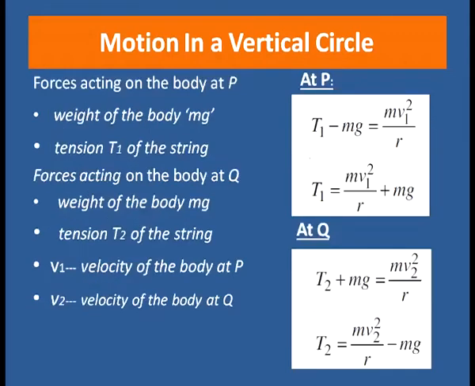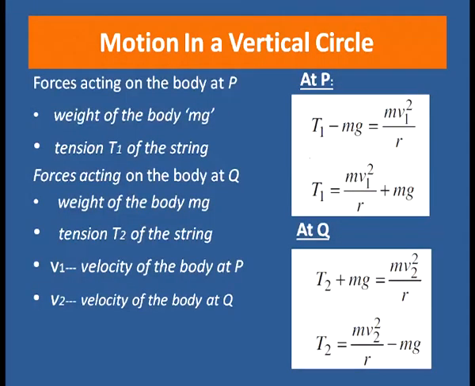Now, by equating the forces, as the body is moving in a circular path, and for moving in a circular path a minimum centripetal force is required. That means, at point P, the net force acting, which provides the centripetal force, is T1 minus mg. So, we can write T1 minus mg equal to mv1 square divided by r. Simplifying, we get T1 equal to mv1 square divided by r plus mg.